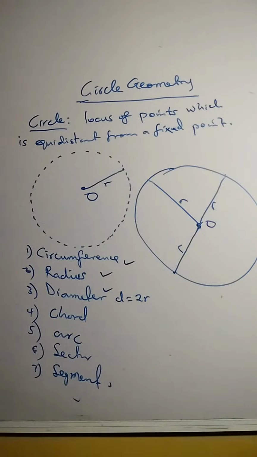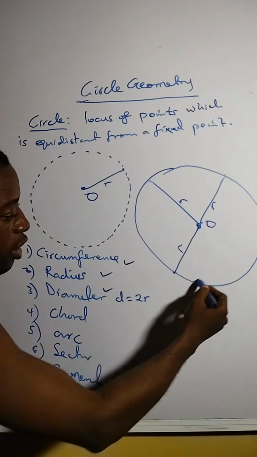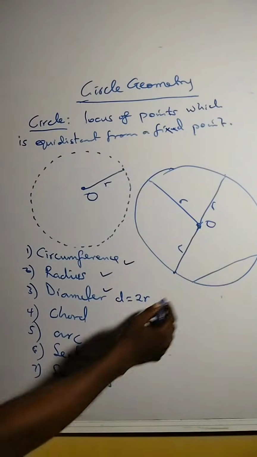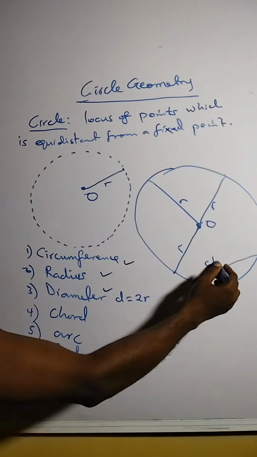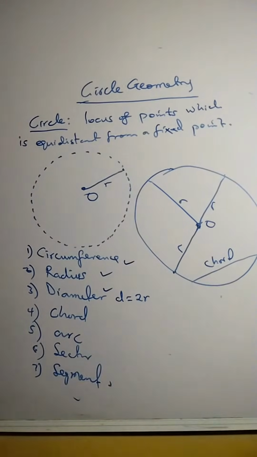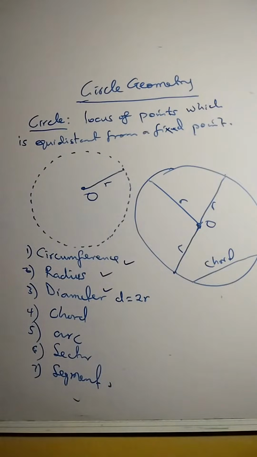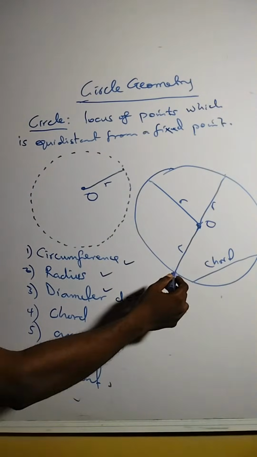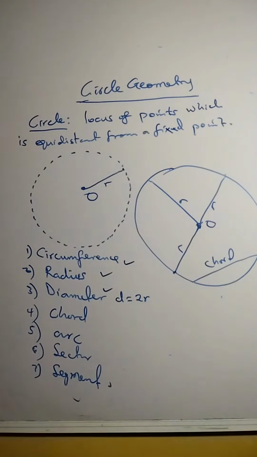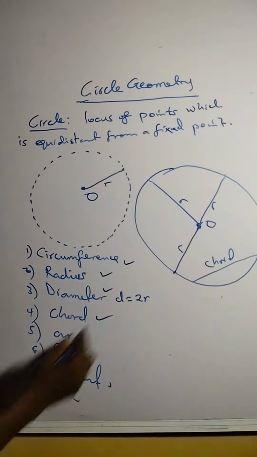Then also we have a chord. A chord is a line that touches the circumference at 2 points. So when we have a line drawn like this, touching the circumference at 2 points, this line is called a chord. It implies that a diameter is also a chord, and that's why the diameter is the longest chord of the circle. All right, so that's a chord.